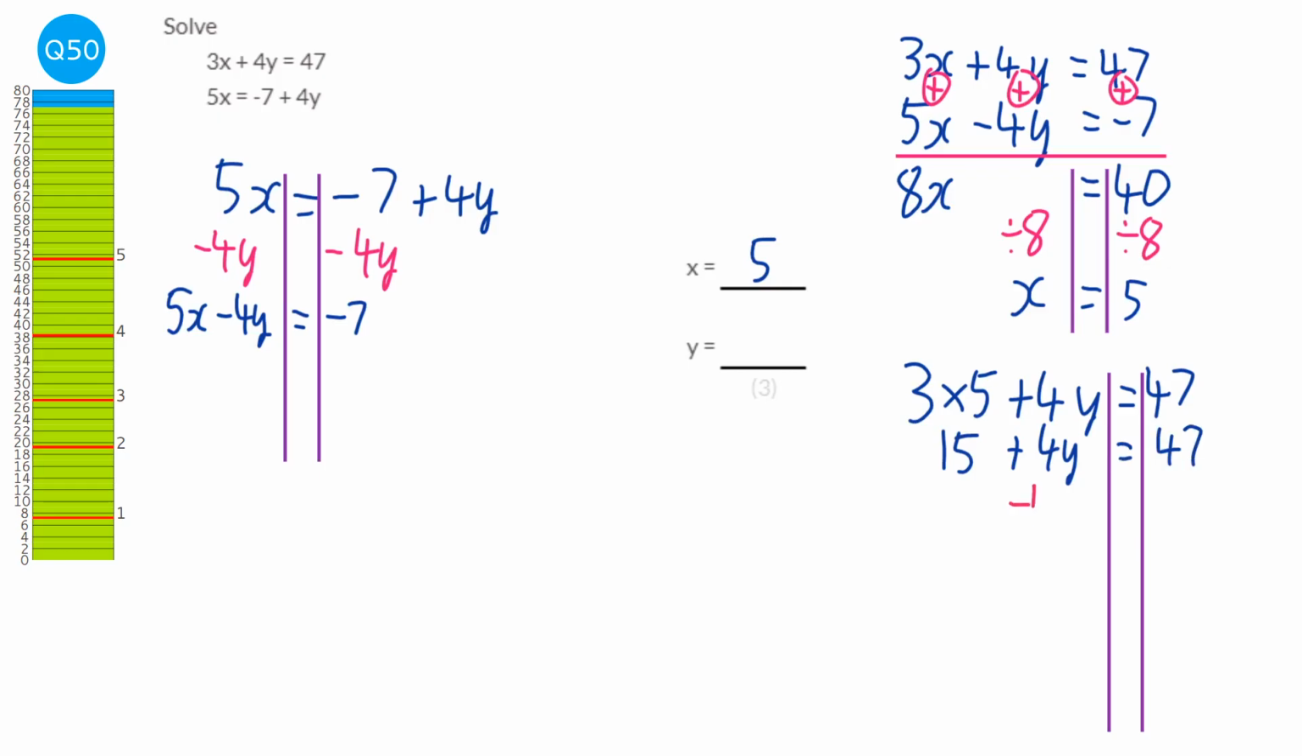And then we're going to take away the 15 both sides. And so it's 4y equals 47, take away 15, which is 32. Divide by 4 both sides. And we get y equals 8. Now we can check that using this equation here. So 5 times 5 is 25. Take away 4 times 8, which is 32, is -7. So we know we've got it right.